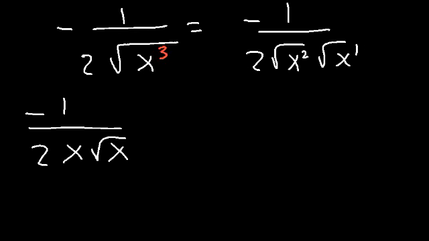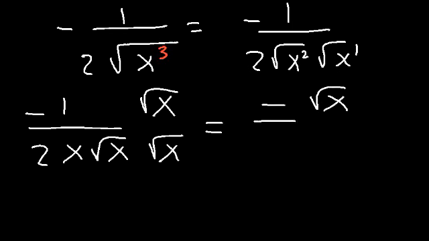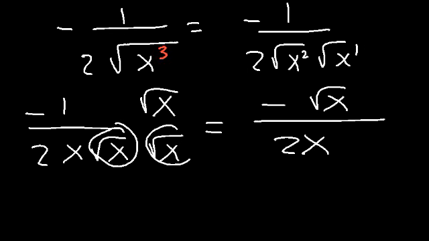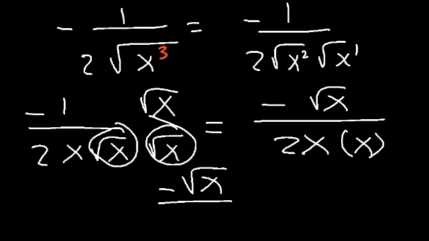So now let's rationalize it. Let's multiply the top and bottom by radical x. So we can leave the answer like this: negative root x divided by 2x. Now radical x times radical x is the square root of x squared, which is just another x. And then x times x is x squared, so it's negative root x over 2x squared.